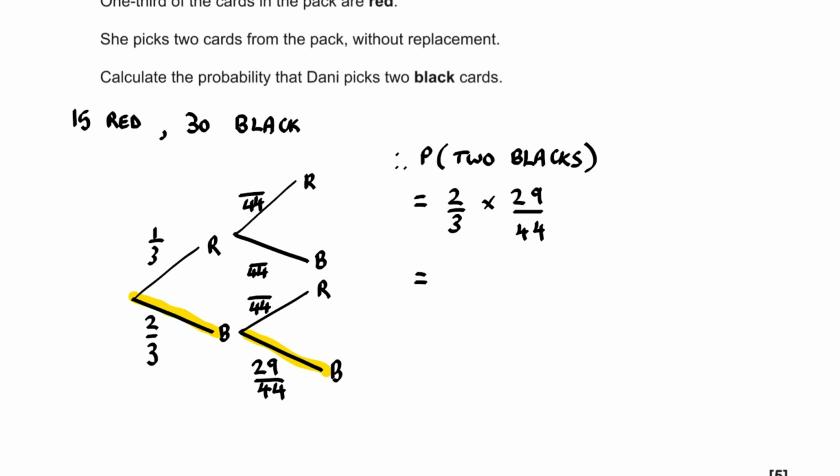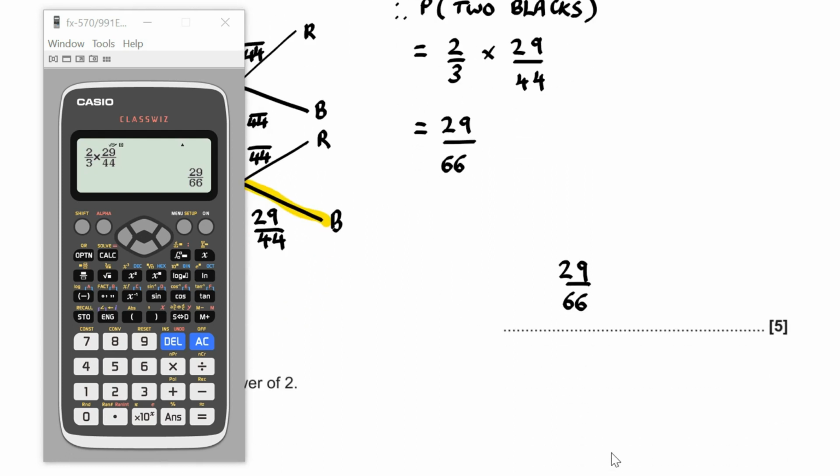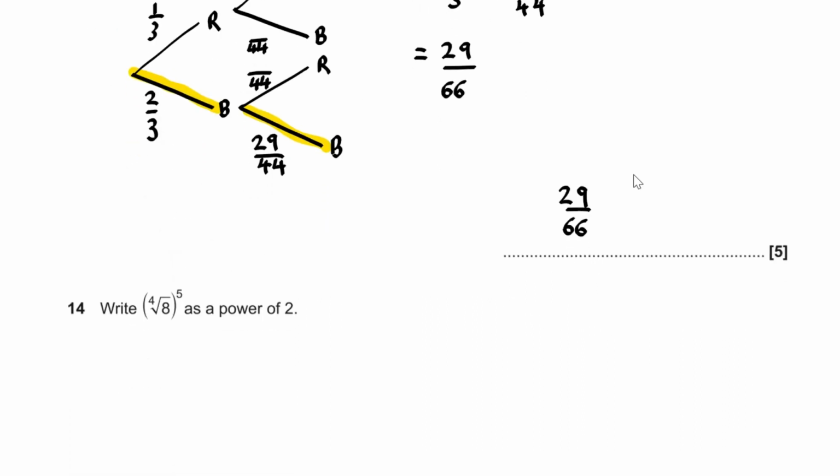So 2/3 times by 29 over 44, that's 29 over 66. So we have 29 over 66 as our probability. Okay, so that's how we do that question.